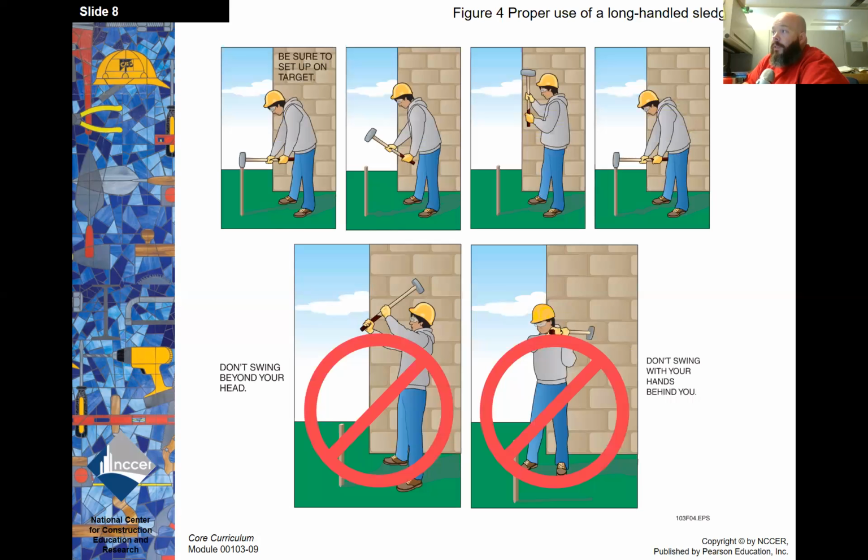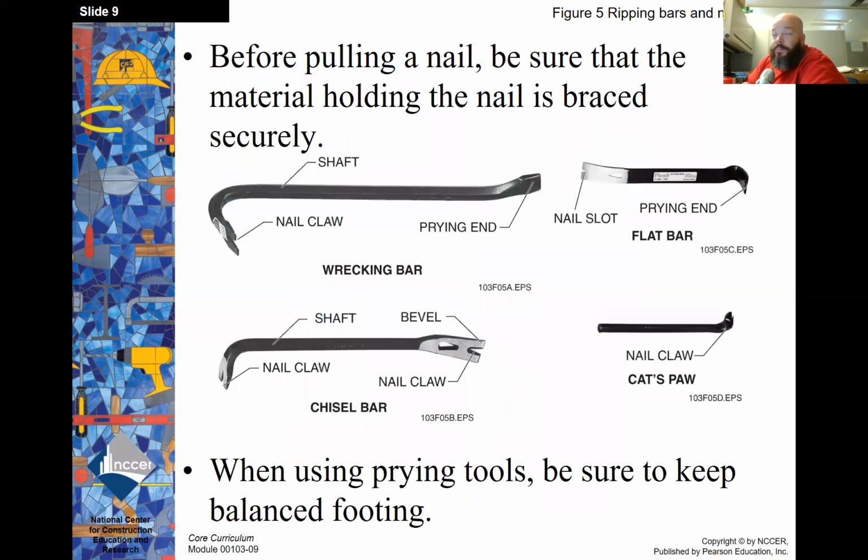Okay, proper use of a long-handled sledgehammer. When you swing these hammers, you don't want to swing them over your head in case the handle breaks or the head's loose. You don't want it dropping on your head. So you're going to bring the hammer up in front of you and then swing down, striking the object.